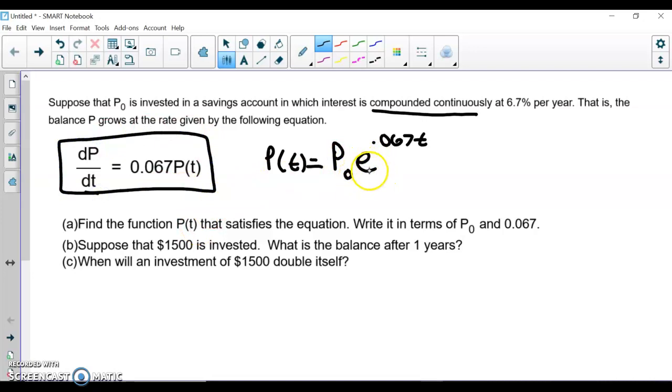Now watch, if we take this derivative, remember the way you get the derivative of a function of this form is to rewrite it. So we do P sub 0, e to the 0.067t, and then remember you would multiply by the derivative of its exponent, which since it's linear is just going to be that 0.067. So this here's the derivative, right? Look, this is dP/dt. Well, if you notice, dP/dt is the exact same thing as P of t. It's just multiplied by that 0.067.